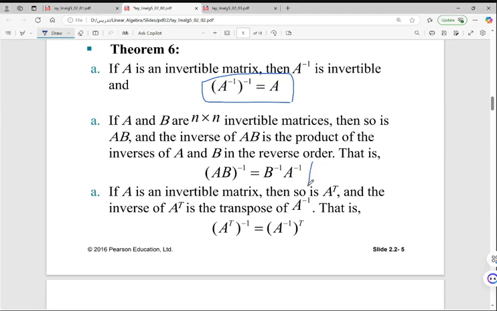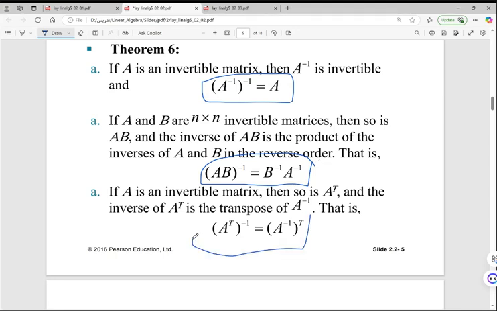The second point is that (AB)^-1 equals B^-1 A^-1. This means when you bring the inverse inside a matrix multiplication, the order of the matrices becomes reversed. So (AB)^-1 becomes B^-1 A^-1.